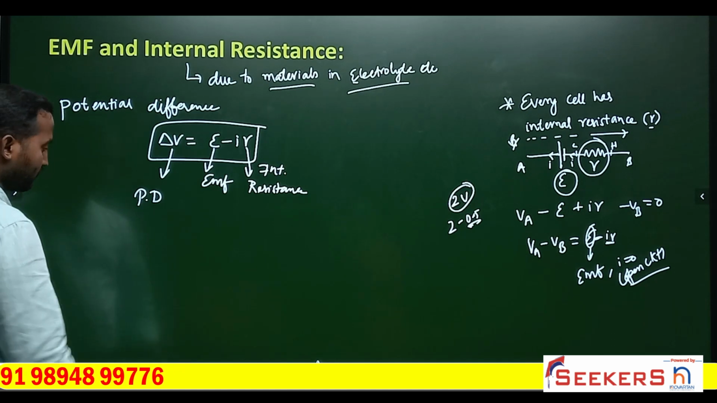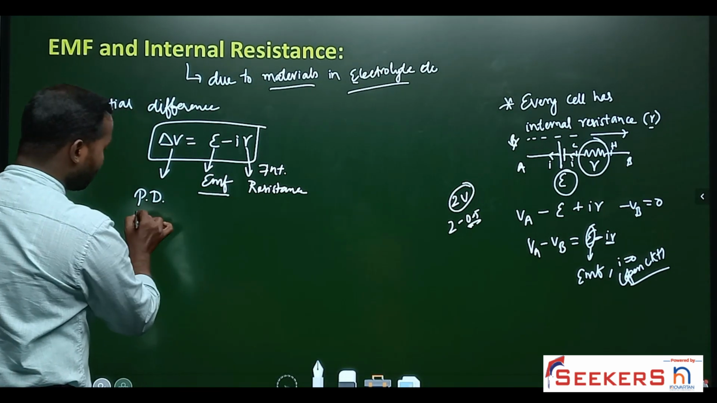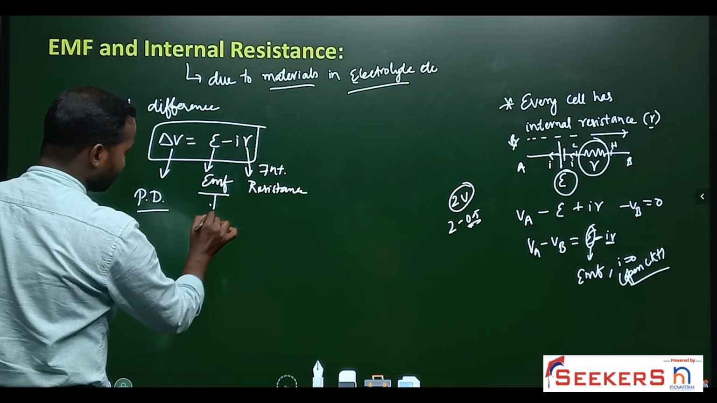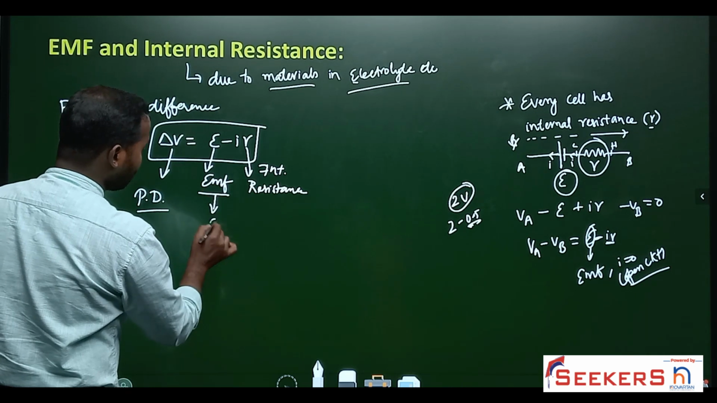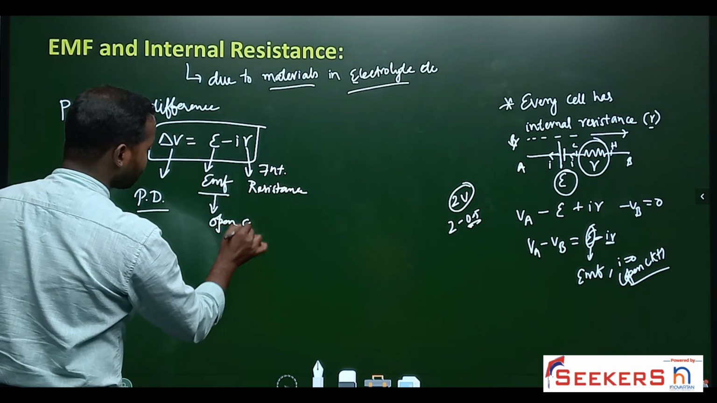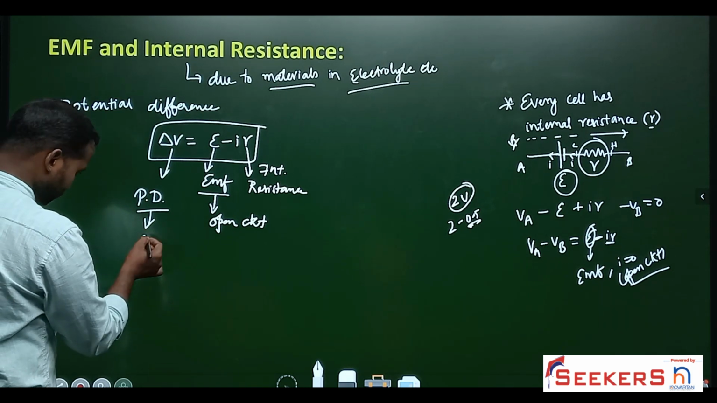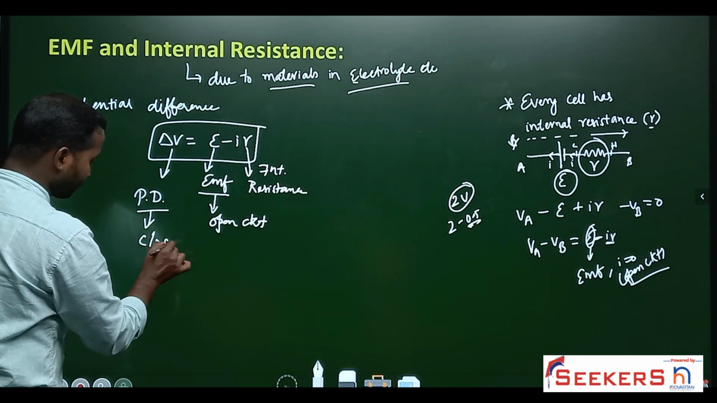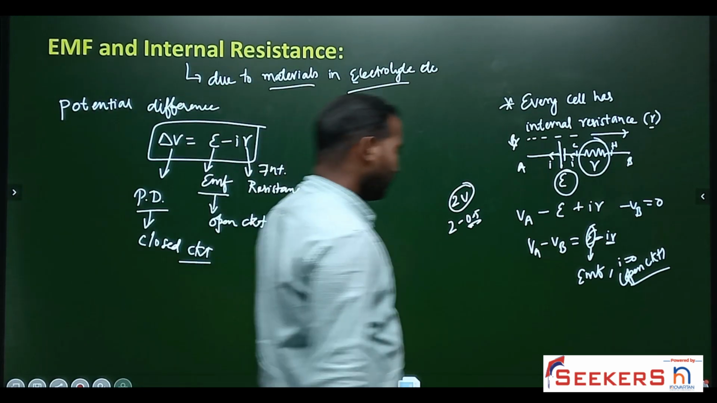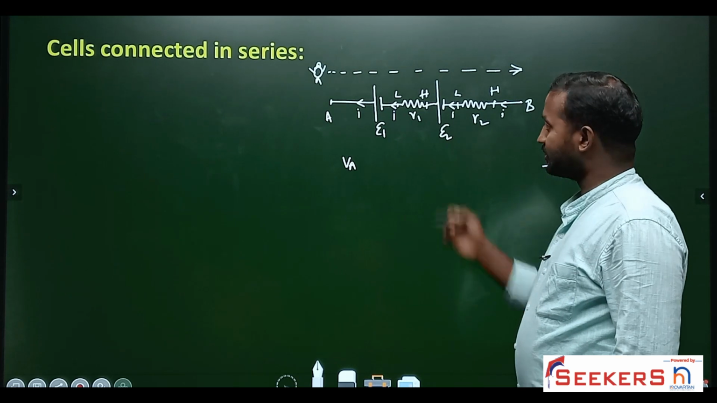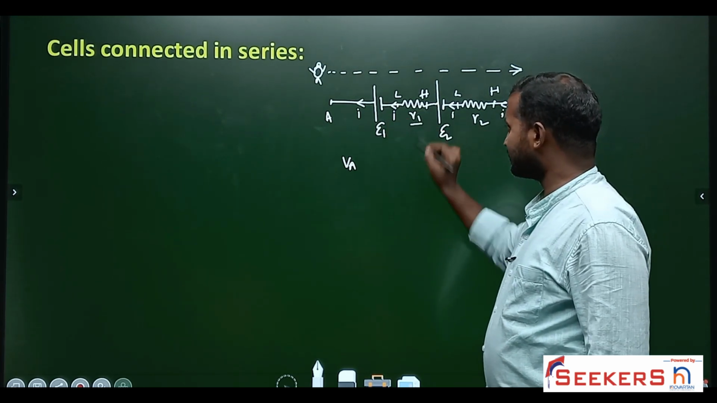So I hope you understand the difference between potential difference and EMF. What is the difference between EMF and potential difference? EMF is defined when the circuit is an open circuit, and potential difference is when there is a current flowing, or you can say a closed circuit. Clear?